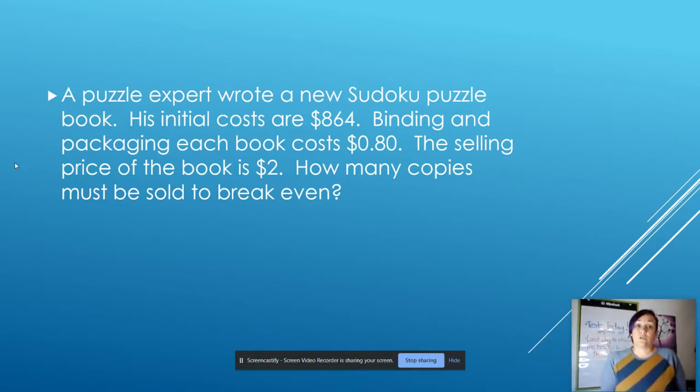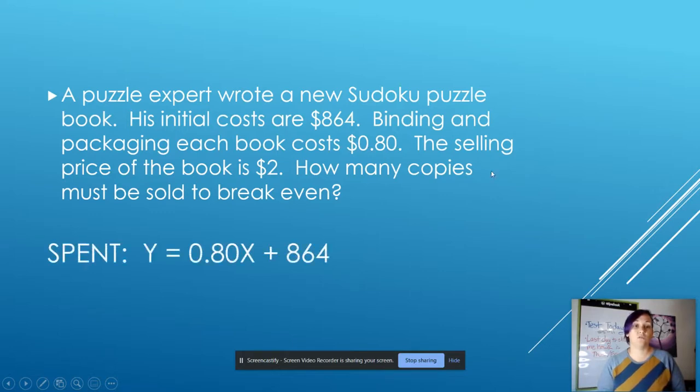For our first equation, which is how much money we spent on this new company, we spent a one-time initial cost of $864. And every time we make a book, it costs 80 cents. So our equation for the money that we spent is y equals 0.80x, remember x is how many books we're making, plus my initial startup costs of $864. That's my spent equation.